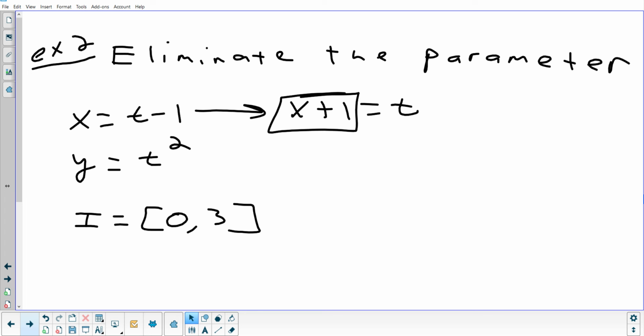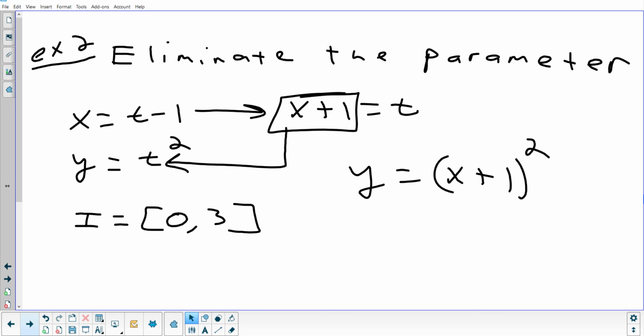And now, what's my second step? What do I do with that x plus 1? Yep. You plug it into the y equation. We're going to plug it in right there. So we're going to get y equals (x plus 1) squared. And that's your equation. You could FOIL it out. We could leave it like that. That's fine. But there's my equation. Now, if you draw that, that's a parabola.